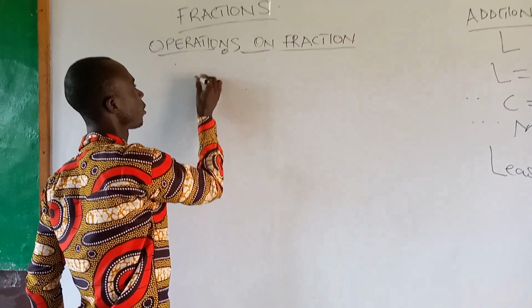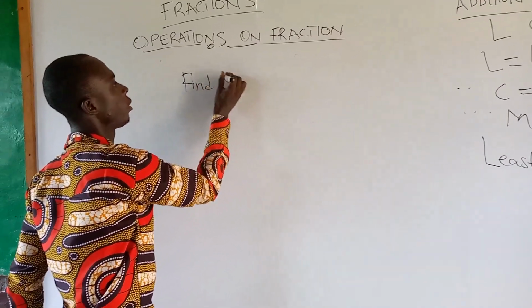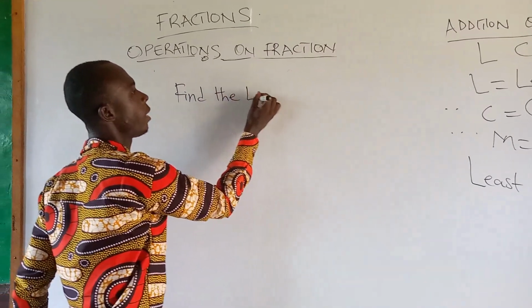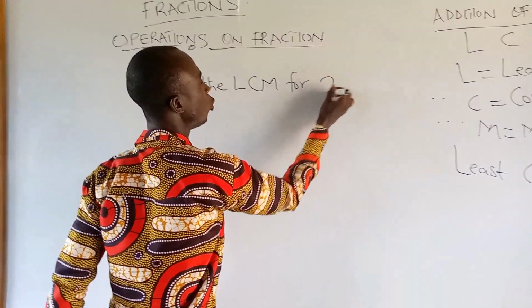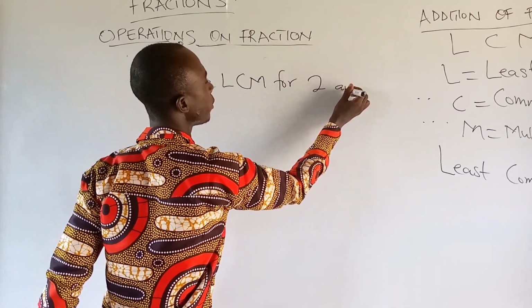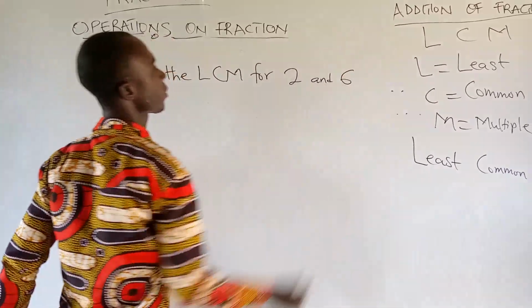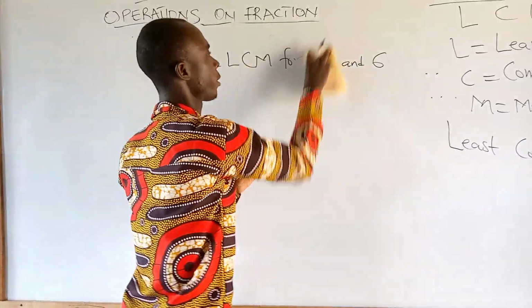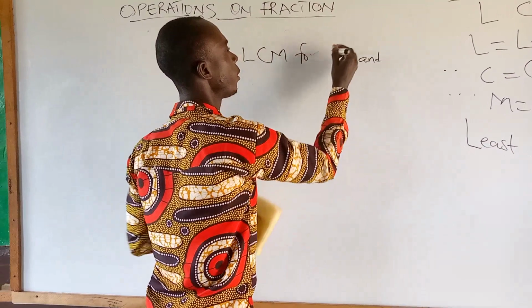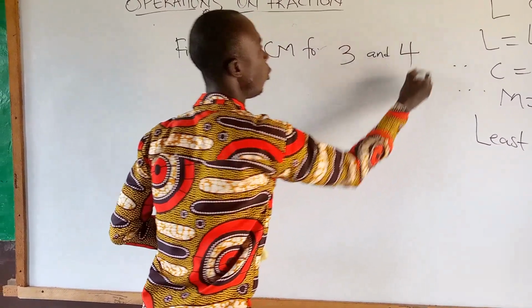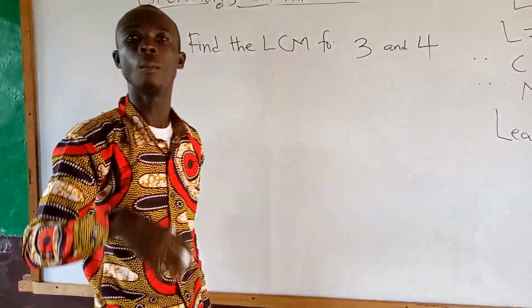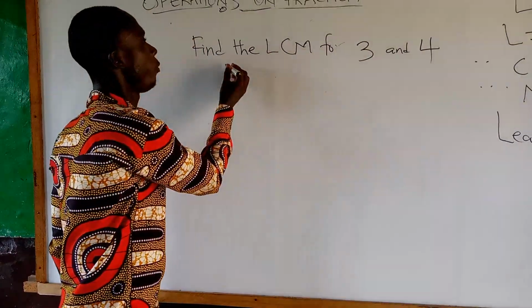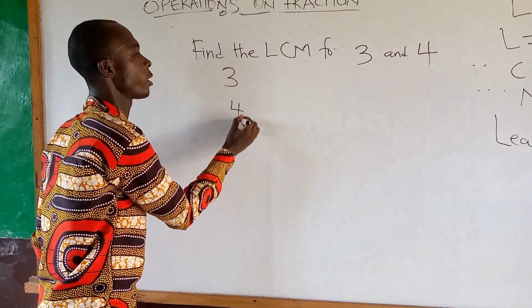Find the LCM for 3 and 4. The first step is our multiples.